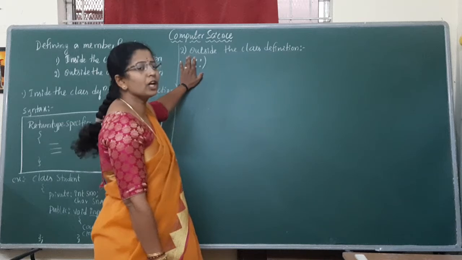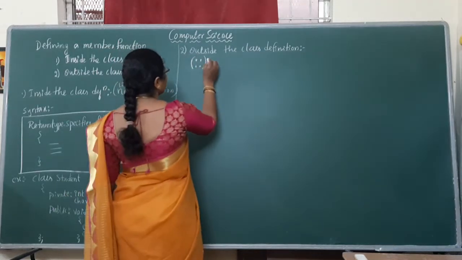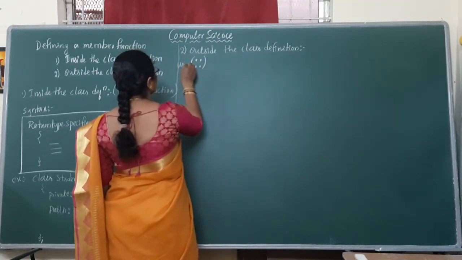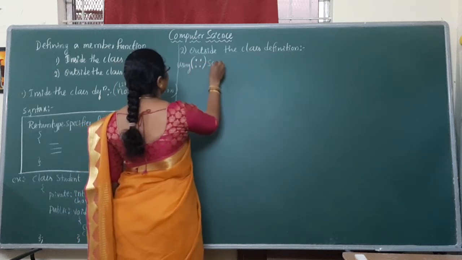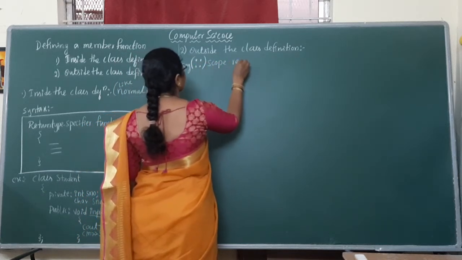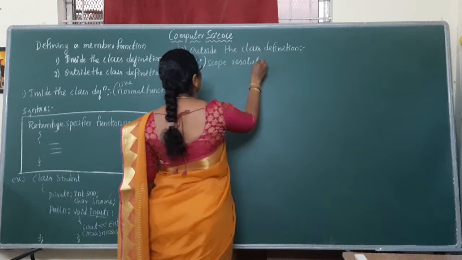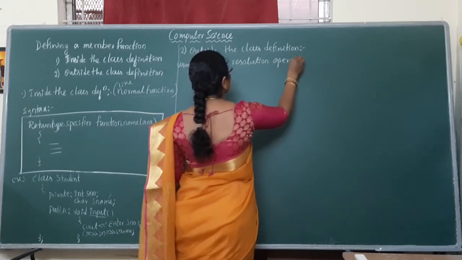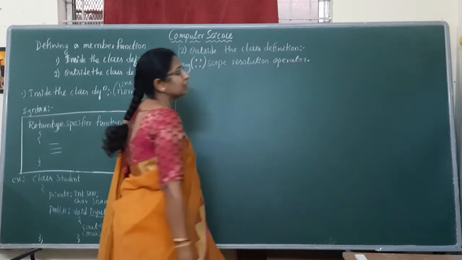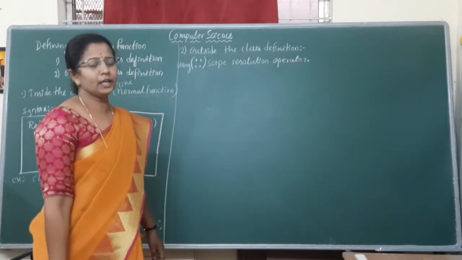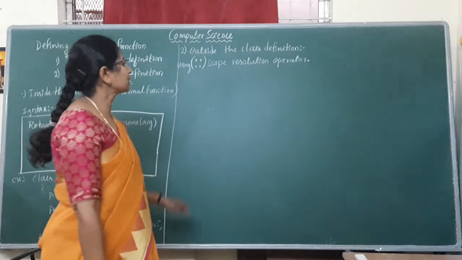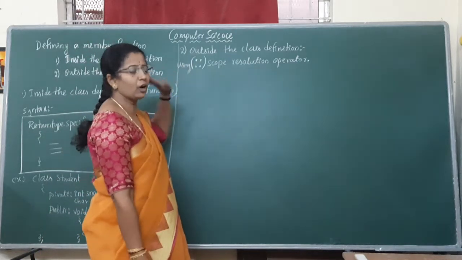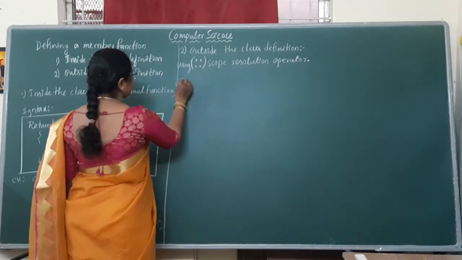Defining a member function outside the class using the scope resolution operator. Only one sentence you need to write: defining a member function outside the class using the scope resolution operator. How to write the syntax for this?